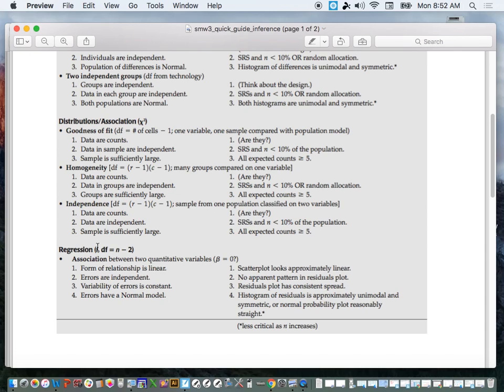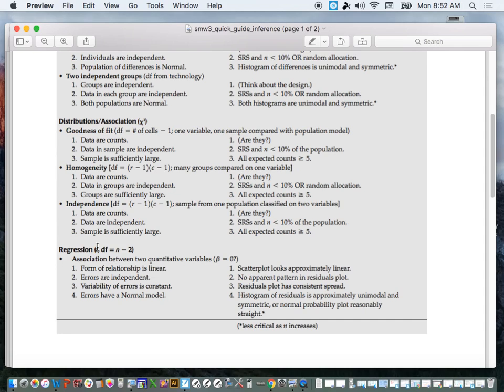And then we check independent values with randomization and 10% or random assignment. And we check a large enough sample, but it's a little different. Instead of success/failure is greater than or equal to 10, we check the expected counts and make sure they're at least 5. So just some subtle differences in the assumptions and conditions there.